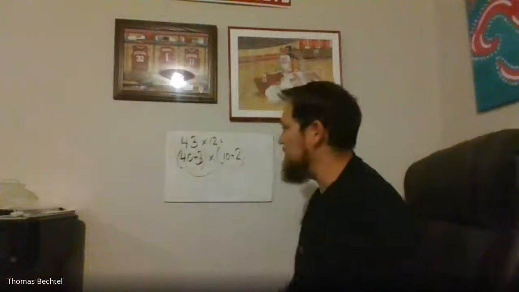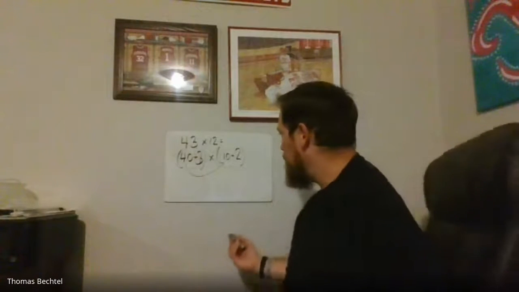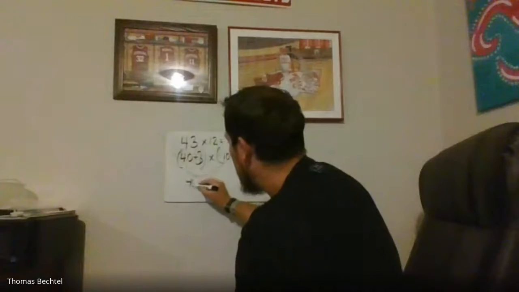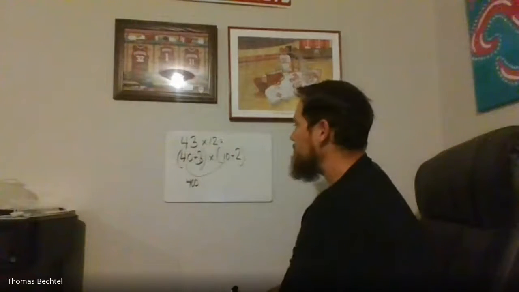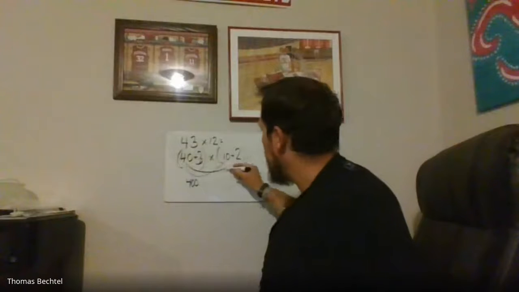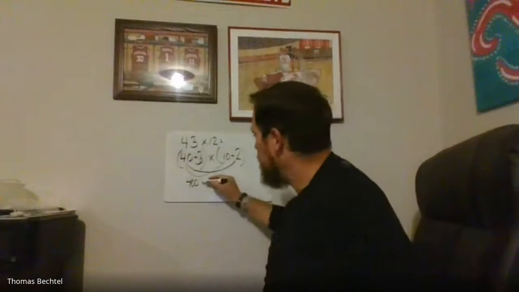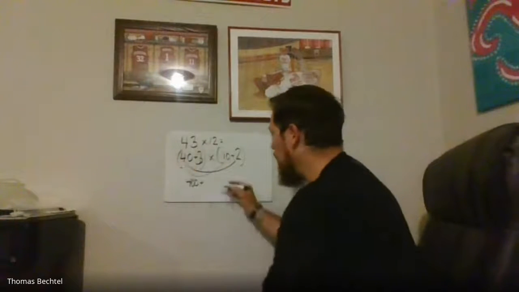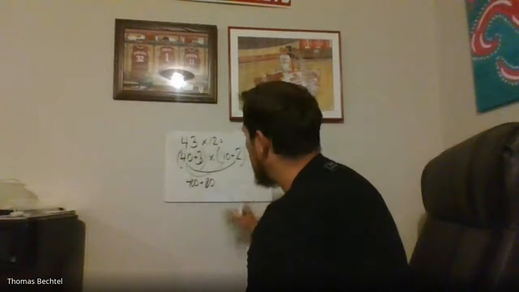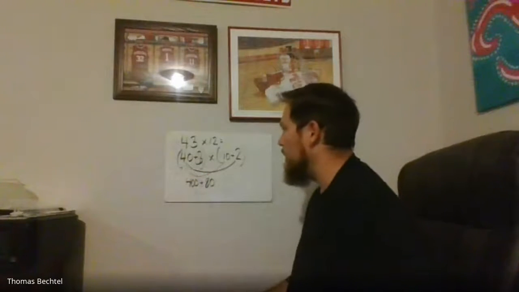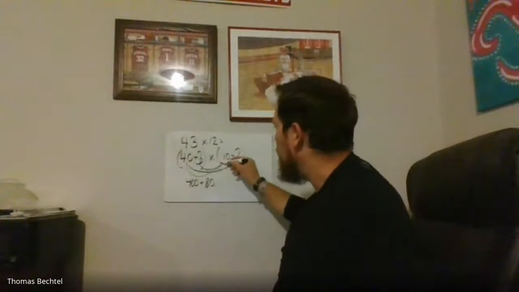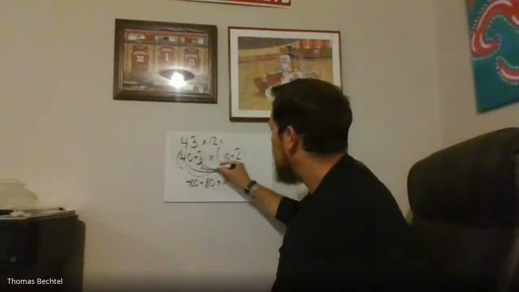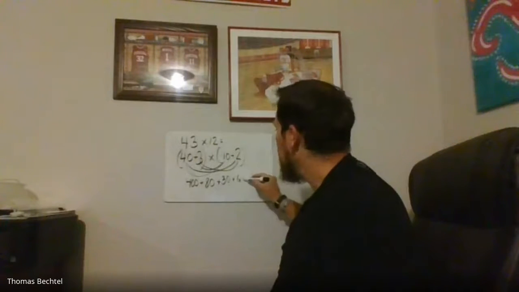So if I take 40 times 10, that's a very simple place value multiplication problem. So that becomes 400. Now, if I wanted to stick with that 40 and multiply it times 2, that's also a very easy multiplication problem, because 4 times 2 is 8. Therefore, 40 times 2 would be 80. So now I'm completely done with the 40. Now I need to look at my 3. 3 times 10 is 30. And 3 times 2 is 6.